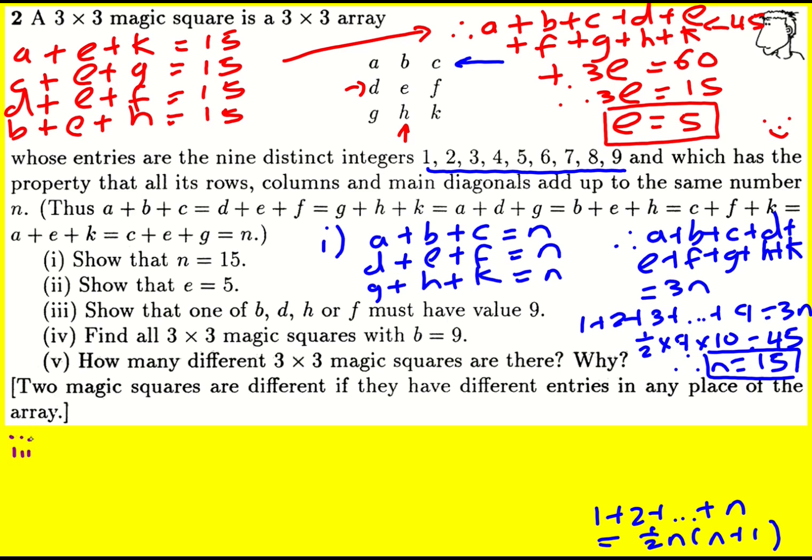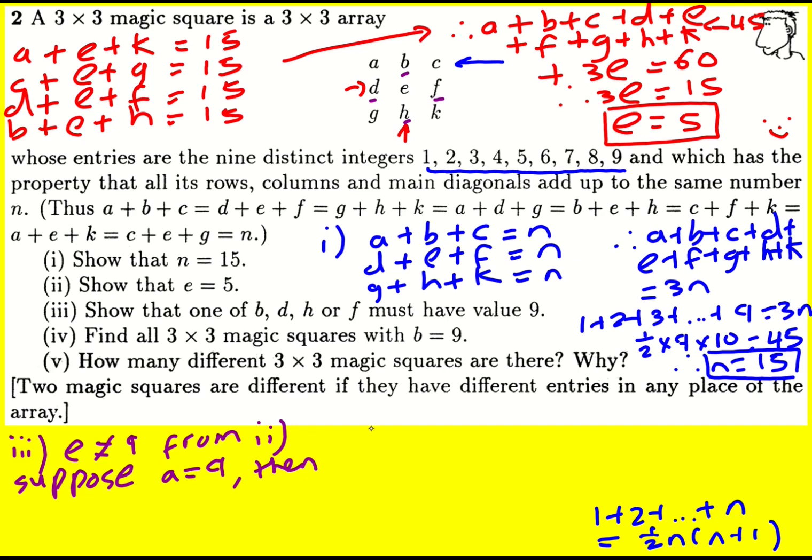On to part 3, we're asked to show that 1 of B, D, H, or F must be 9. Well, we know that E is not equal to 9 from part 2. So we just need to show that the corner ones are not equal to 9. So suppose A equals 9. Let's see what happens if that is true. Then it would follow that K has to equal 1.